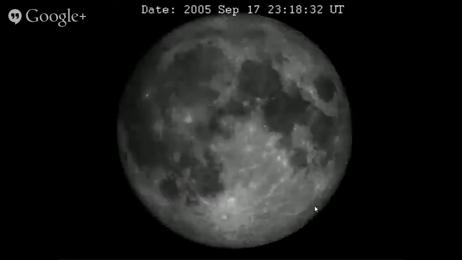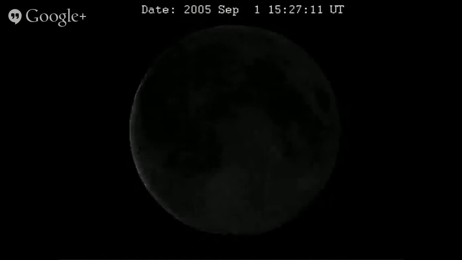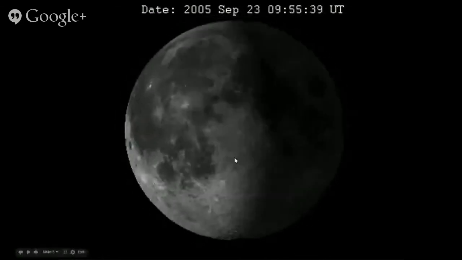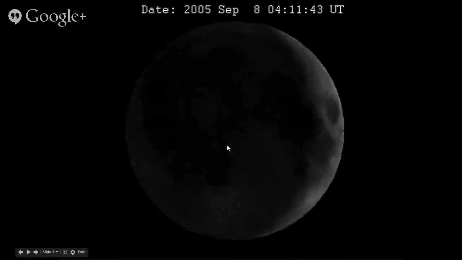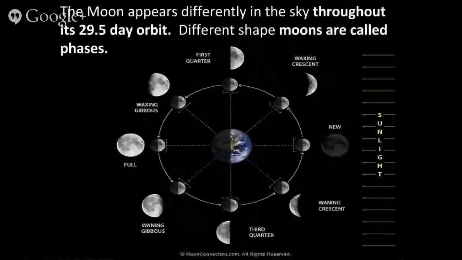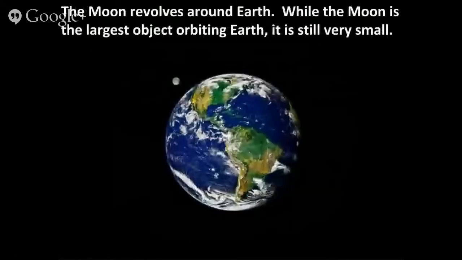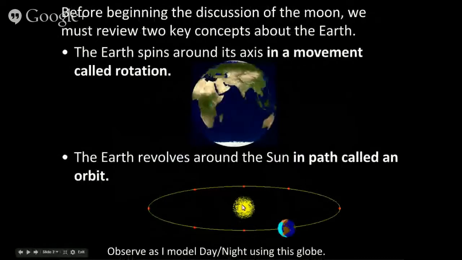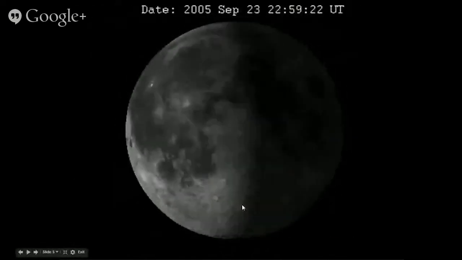Here's a picture of the moon cycling through its phases. Someone took a photograph of the moon throughout its 29.5-day cycle, and this is what they came up with. So the moon clearly appears differently throughout its cycle, which is only about 29.5 days. Remember, orbit is that motion of revolution that we looked at in the past. This is orbit. So while this is the Earth going around the sun, the moon also goes around the Earth.